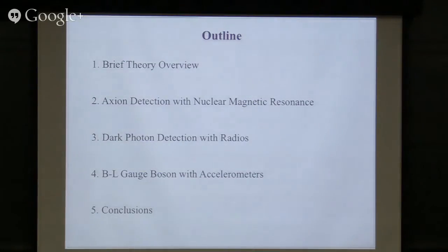So let me start by providing you a brief theory overview, talking about the kinds of dark matter particles that are of most interest to me. After that, we'll talk about three new experimental proposals. One is to detect something called an axion with NMR technology. The second is to detect something called a dark photon with a fancy radio, an LC oscillator. And finally, I'll talk about something called a B-L gauge boson. I'll tell you what it is, and I'll tell you how to detect that with an accelerometer.